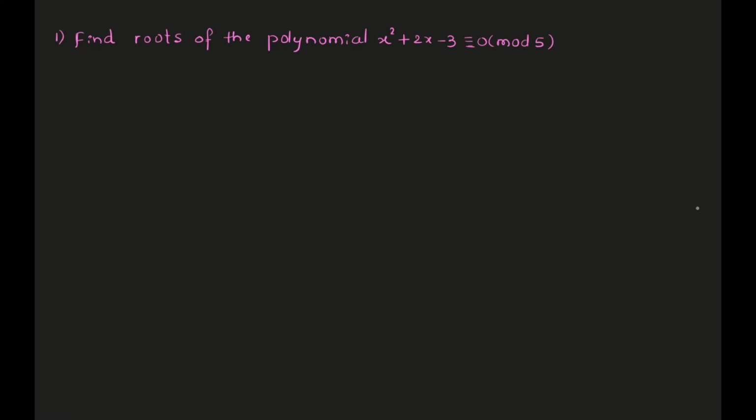Okay, find the roots of the polynomial x square plus 2x minus 3 congruent to 0 mod 5. Okay, given, write down the given. So the given polynomial is x square plus 2x minus 3 congruent to 0 mod 5, and here m is 5.